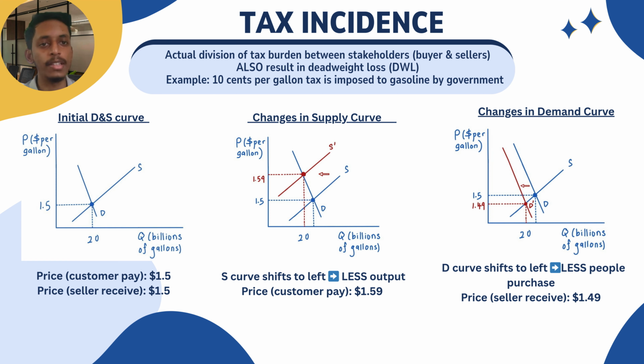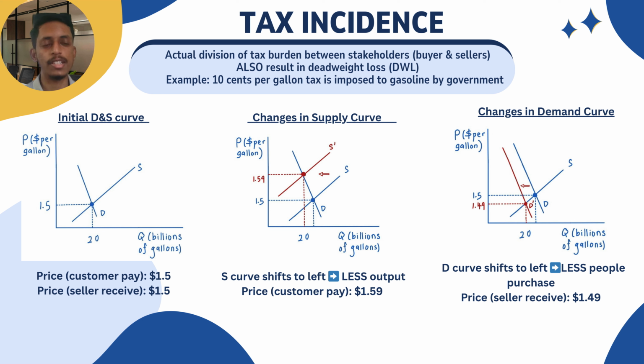You might think that if the government taxes the sellers, the sellers pay the full cost, or if they tax buyers, the buyers pay. But in economics, it's not as simple. Tax incidence refers to the actual division of the tax burden between the buyers and sellers, regardless of who physically writes the check to the government. Just like price controls, taxes also result in deadweight loss, meaning they create inefficiency in the market.